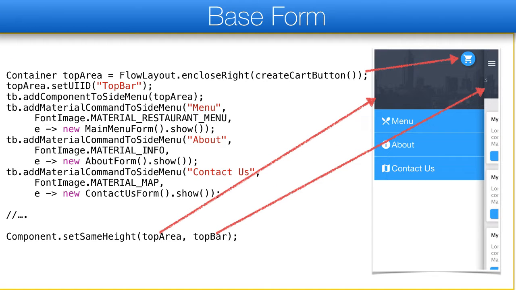We use enclosed layout to position the cart icon on the top right. This encloses the button in a flow layout to position it in the right place. The top area is big enough to contain the image we see here, and its size is determined by the size of the top bar, which is the top of the main form. However, because we use enclosed right, the cart button is positioned correctly.